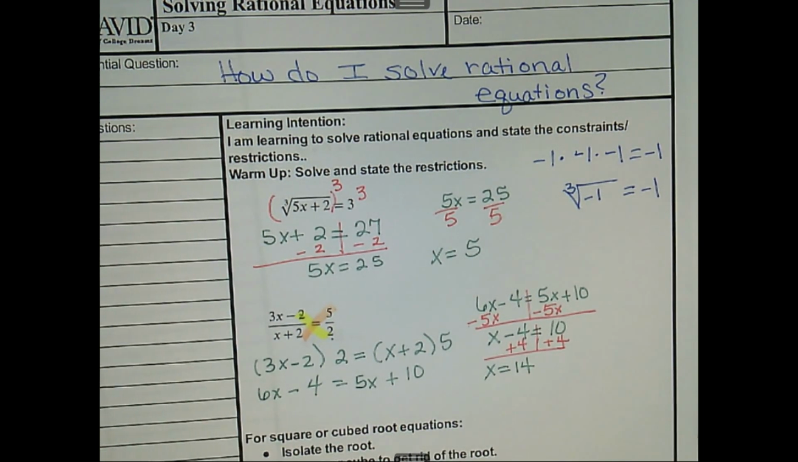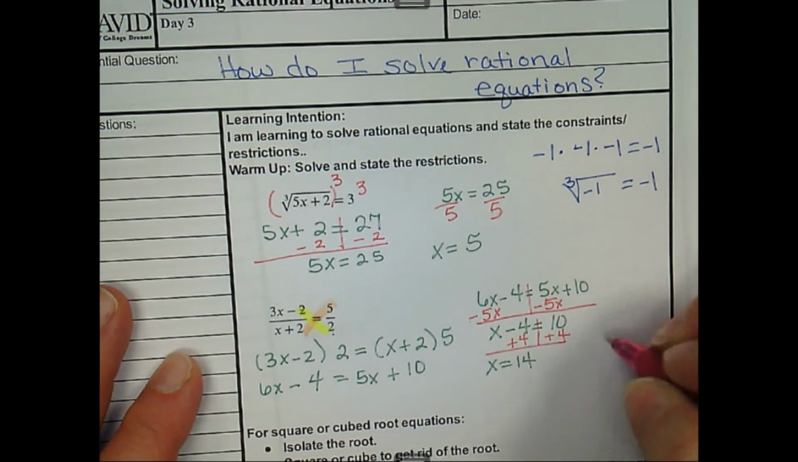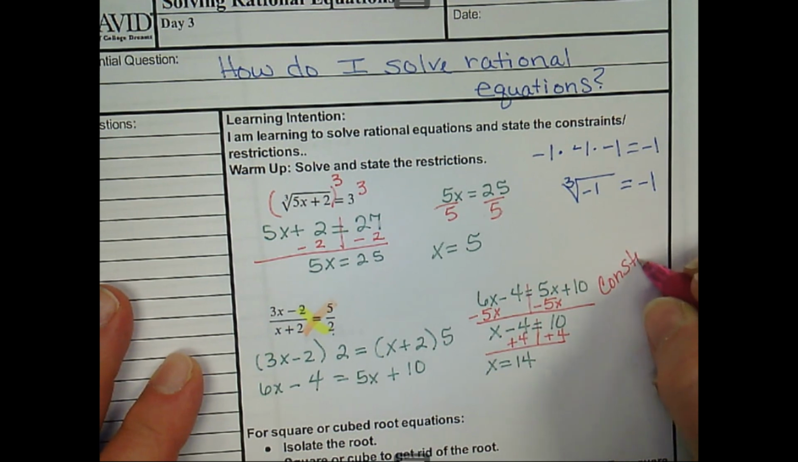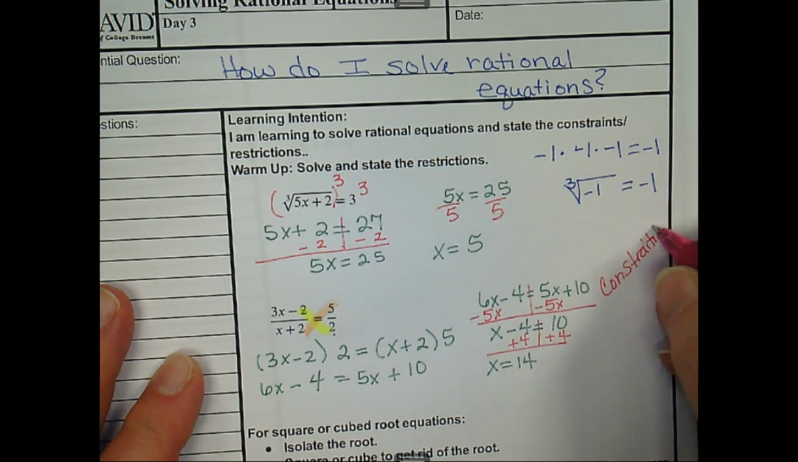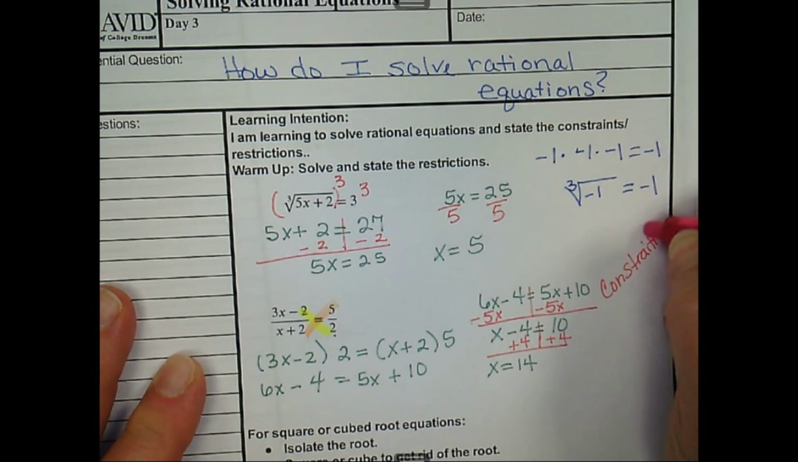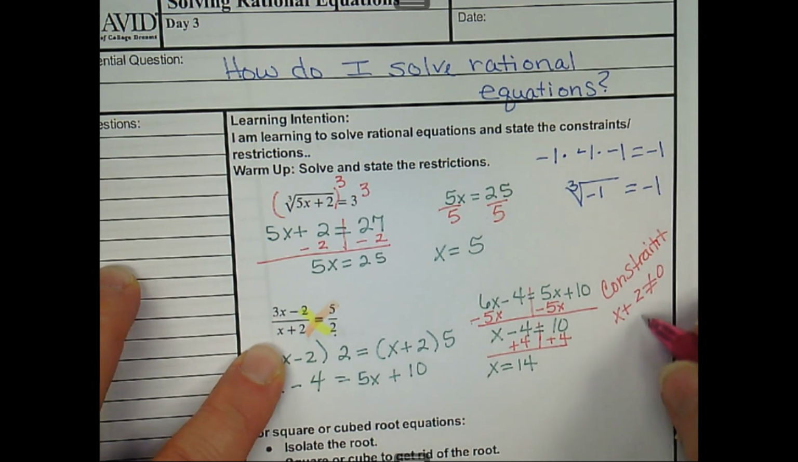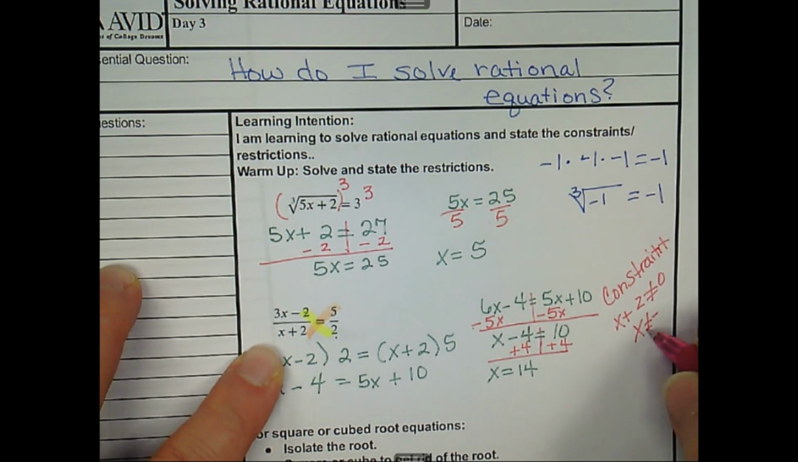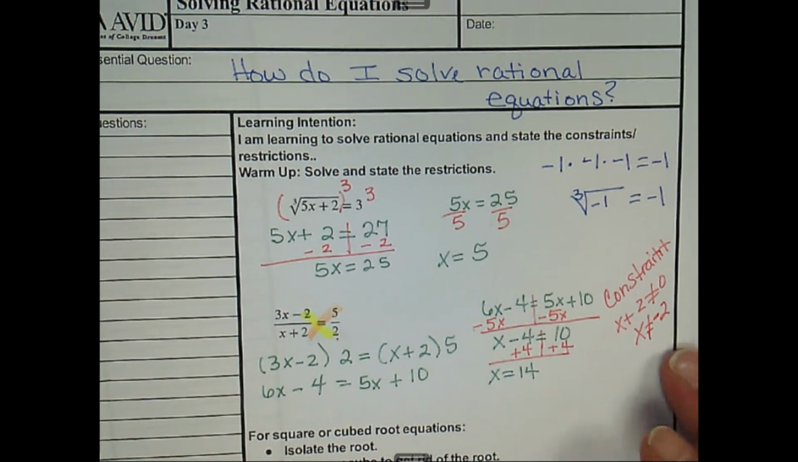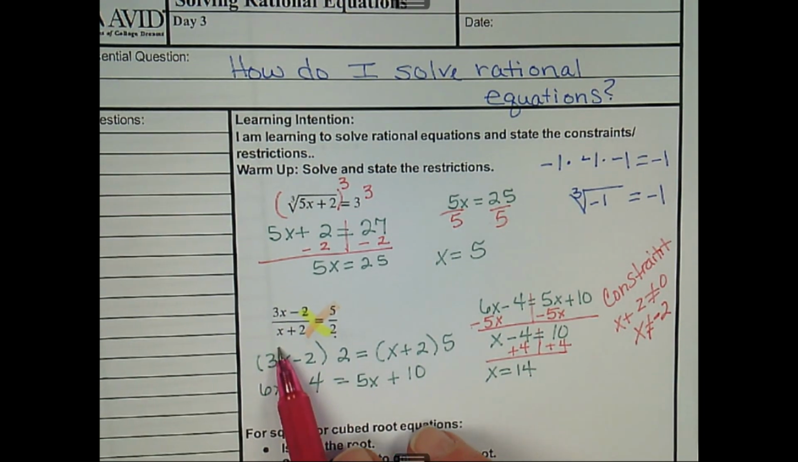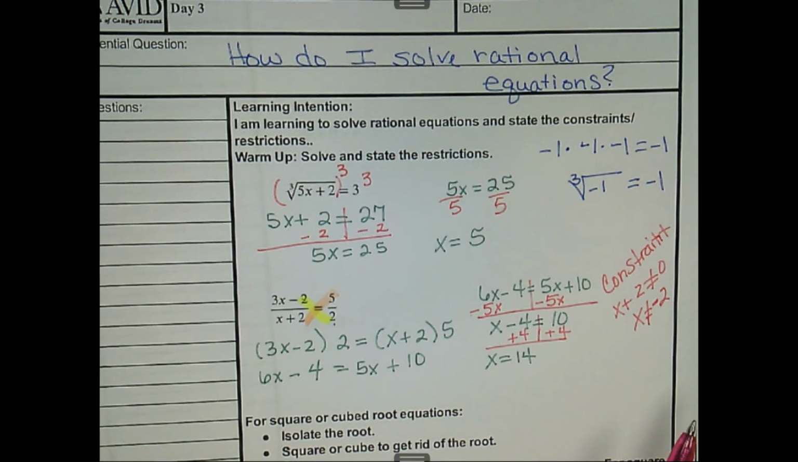Do we have restrictions? Yeah, in this case we do, because we're doing division and we know we cannot divide by 0. So for your constraint, x plus 2 cannot be equal to 0. X cannot be equal to negative 2. We always look at our denominator. We can't have 0 down there, and that is what gives us our constraint.